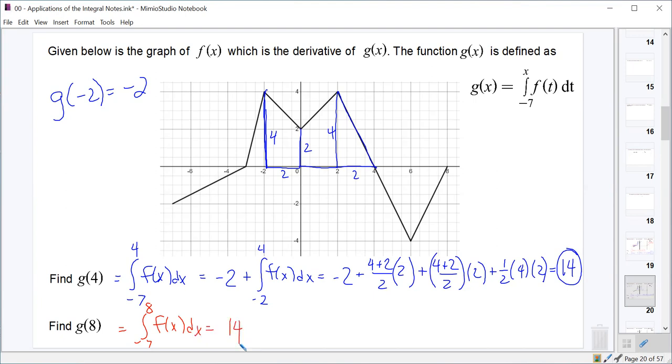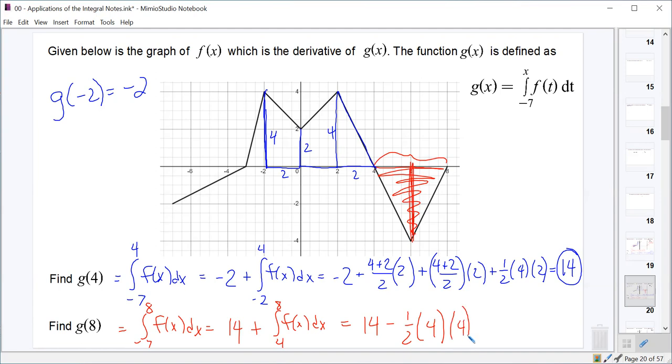And we'll say that's 14, the value all the way up to 4, plus whatever our integral from 4 to 8 of f of x dx is. And that integral is the area of this triangle, except it's below the x-axis, so it'll be negative. So we have minus 1/2 of the base, which is 4, and the height, which comes straight through there, is also 4. So we've got 14 minus 8. 14 minus 8 is 6. And so the value of g of 8 is 6.